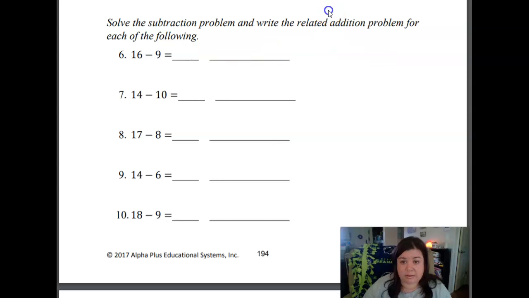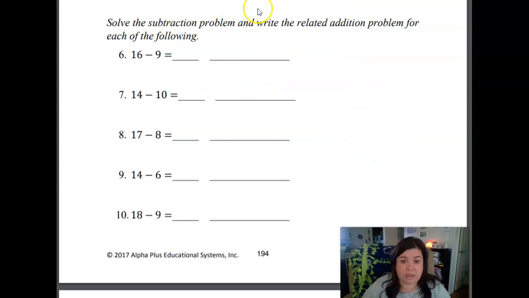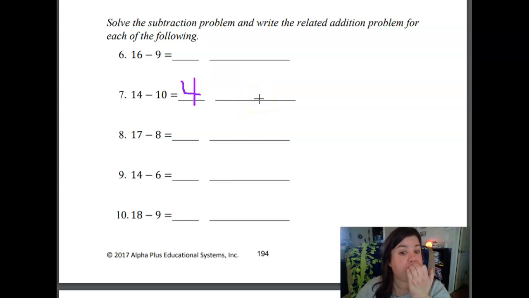What's 14 minus 10? 4 minus 0 is what? 4. 1 minus 1 is what? 0. So 14 minus 10 is 4. Yeah. All right. So what's our addition problem? How do we do it this way? Yeah, we're going to go backwards. So pause the video and do your 2 addition problems and see if you have it correct.